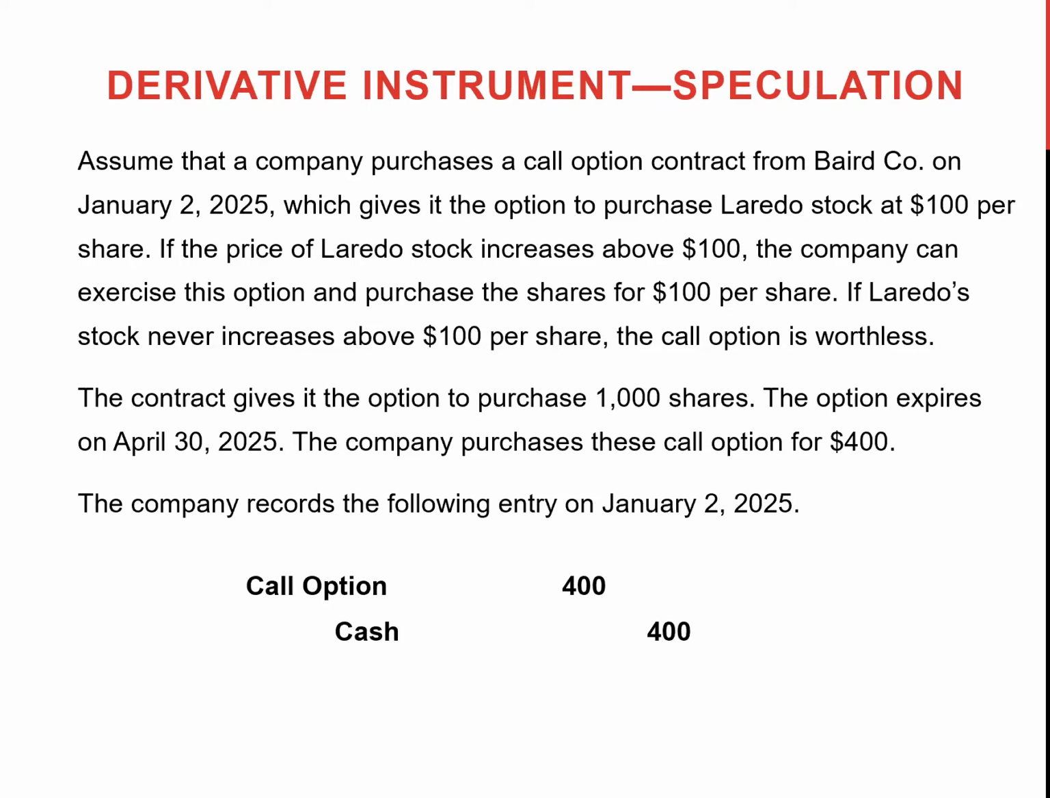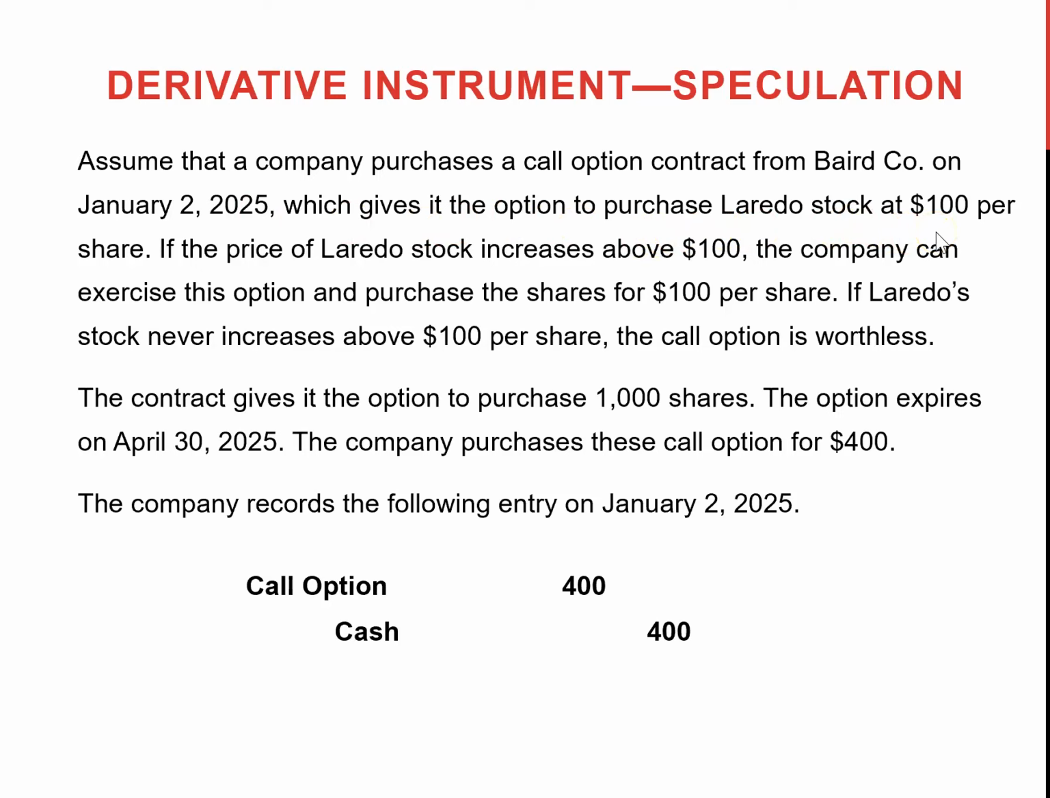Call options are a special type of financial derivative instrument that gives a right to purchase a company's stock at a specific price. So now if as a company or business you purchased another company's call option, how are you going to record that? A company purchases a call option contract from Baird Corporation on January 2nd, 2025, and this gives the company, the purchaser, the right to buy Laredo company's stocks at $100 per share.